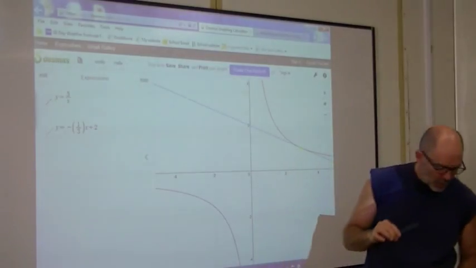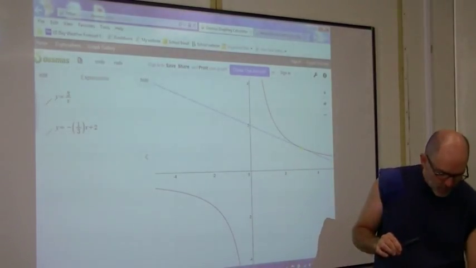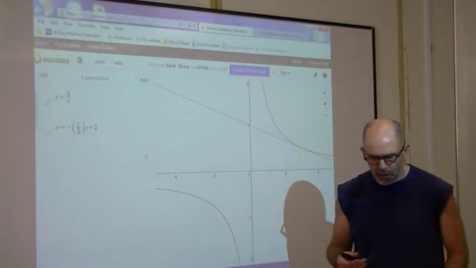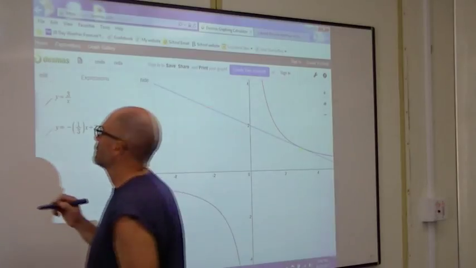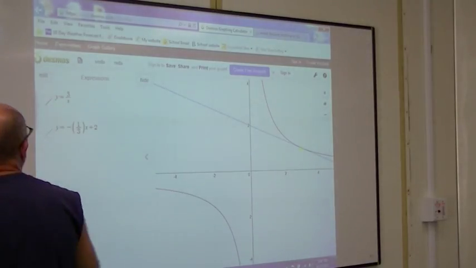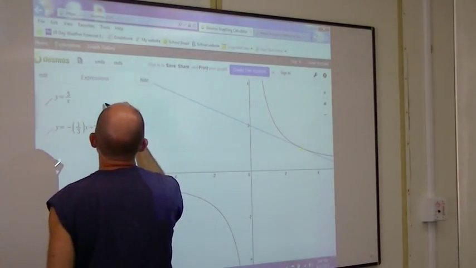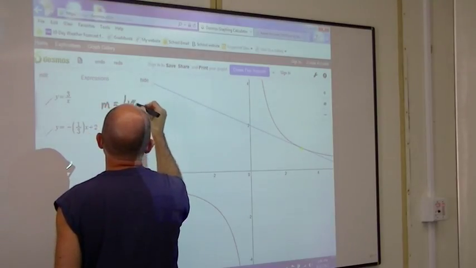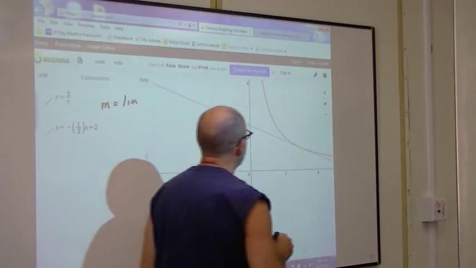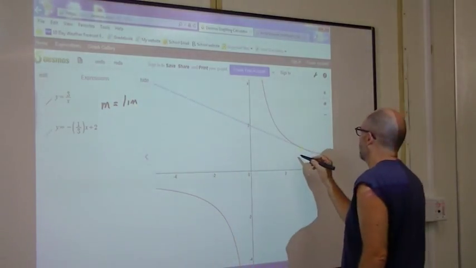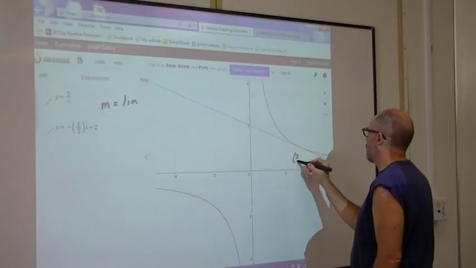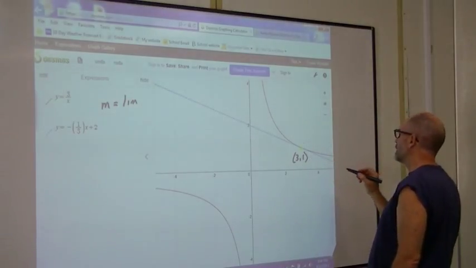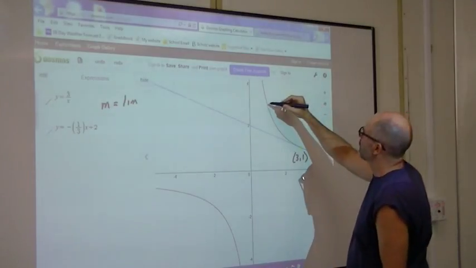Okay, so this time we're gonna do it with the second form. So we've got the slope of the tangent is going to be the limit. Well, before we go there, let's just label our points. So we've got (3, 1) right here, and we've got some other point. Let's just put the point up here.